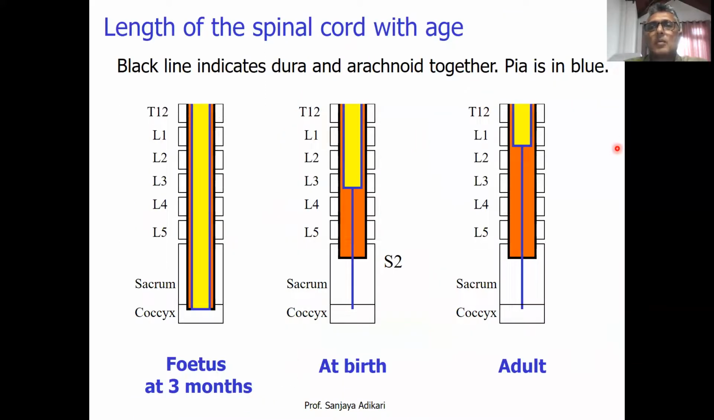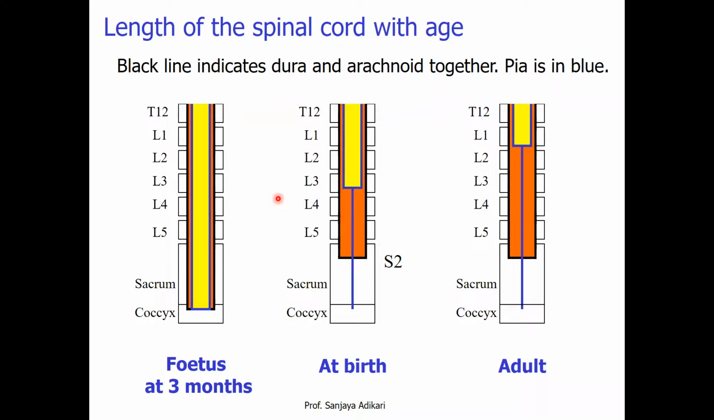Then there's another important point. This is more important than the previous one that I mentioned. Now, when the vertebral column develops from the sclerotome of the somite and the neural tube develops into a spinal cord, the speed of growth of the vertebral column does not match the speed of growth of the spinal cord.